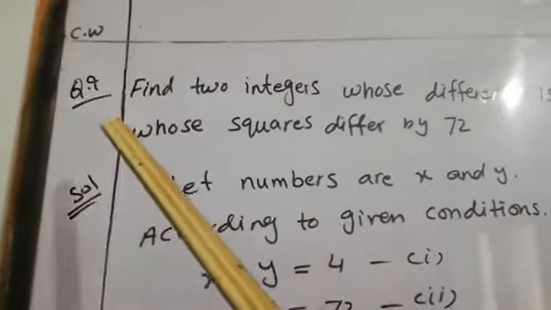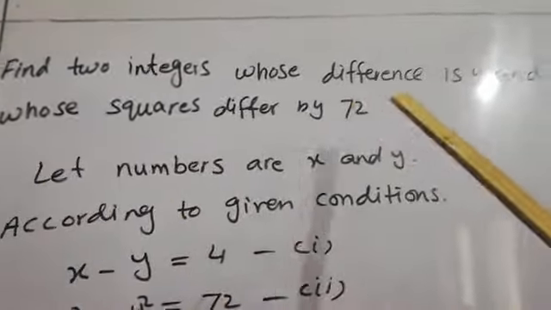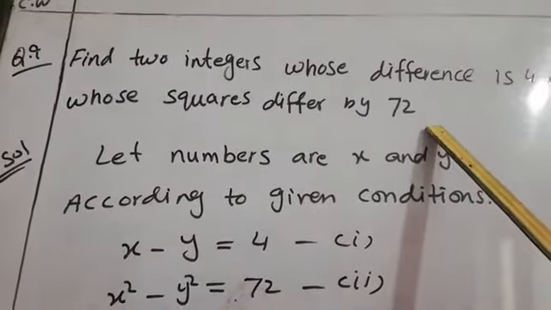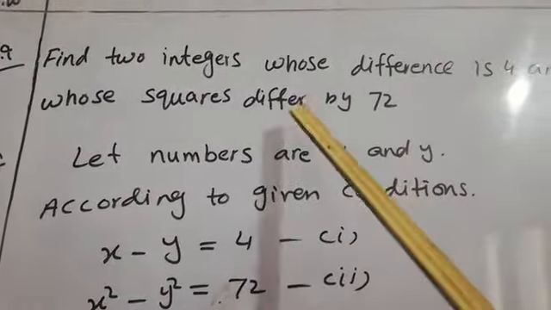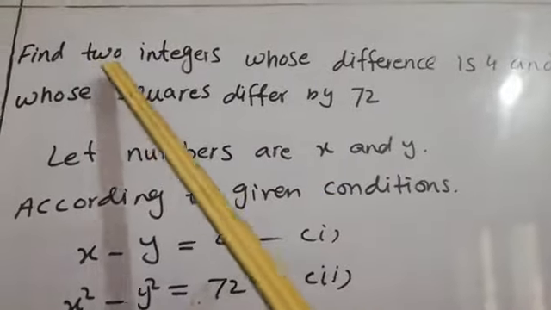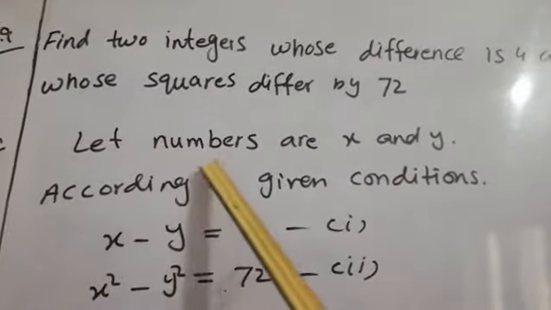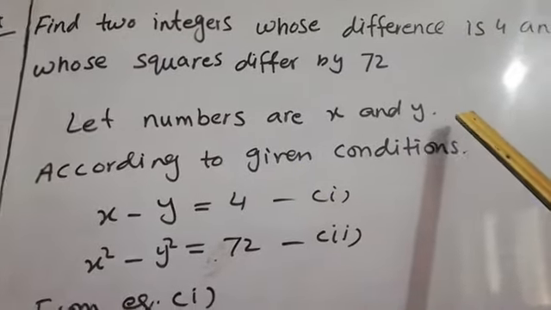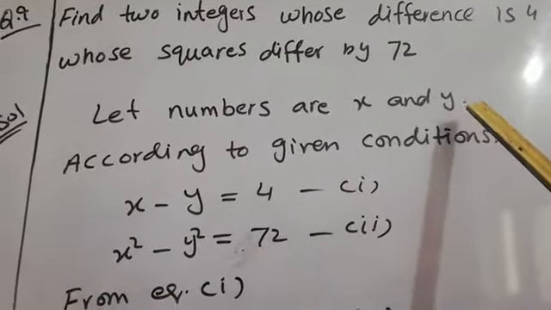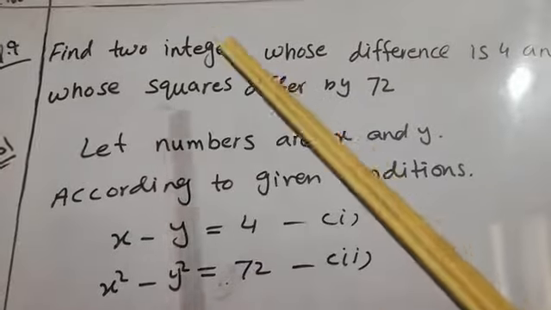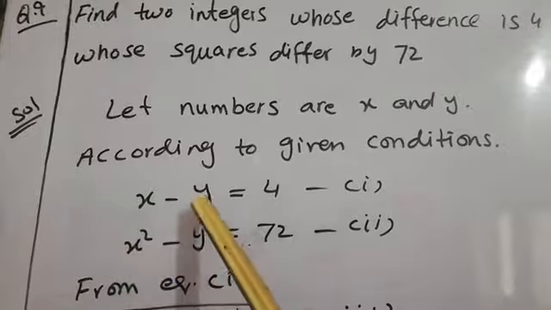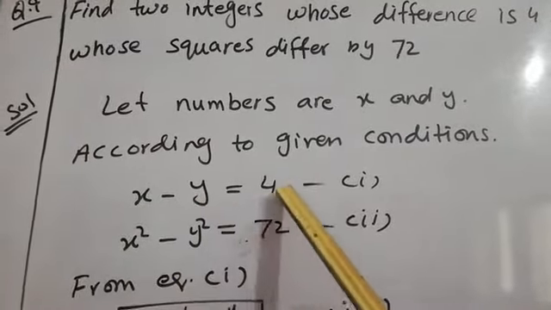Dear student, question number 9 is: find two integers whose difference is 4 and whose squares differ by 72. Dear student, there are two different integers. Two integers means, first of all, we will suppose that numbers or integers you can say are x and y. We will suppose these two integers. According to the condition, first condition is that whose difference is 4. Means the difference of two integers, x minus y is equals to 4.